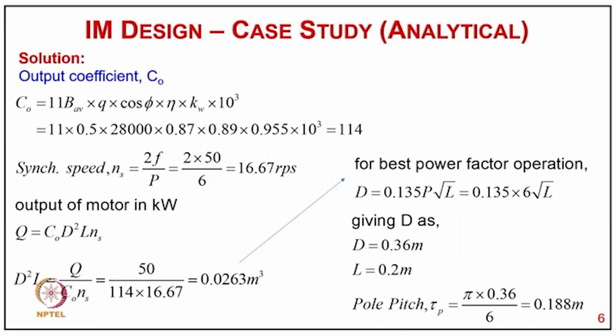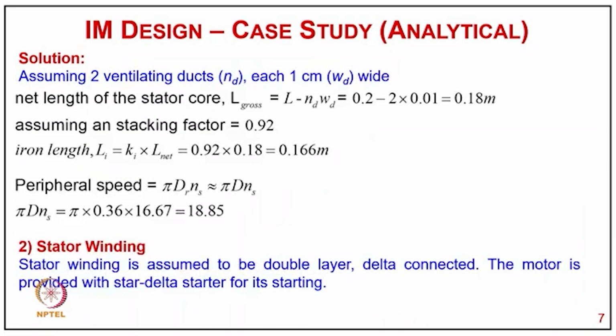Of course, from which we can find out the pole pitch tau, that is pi D upon P. It comes to 0.188 meter or 18.8 centimeter. Now, considering the ventilating ducts, how many ducts we need depends on the stack length. Normally, for each 10 centimeter we have one ventilating duct. Here the stack length is typically around 20 centimeter, so we have a couple of ducts here.